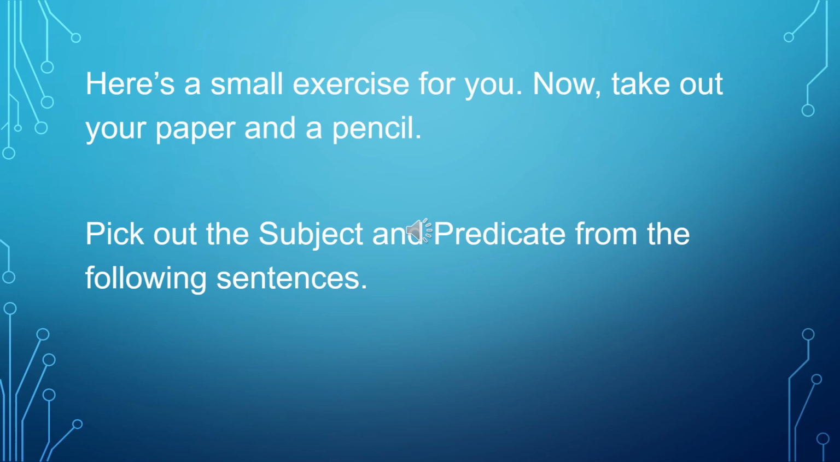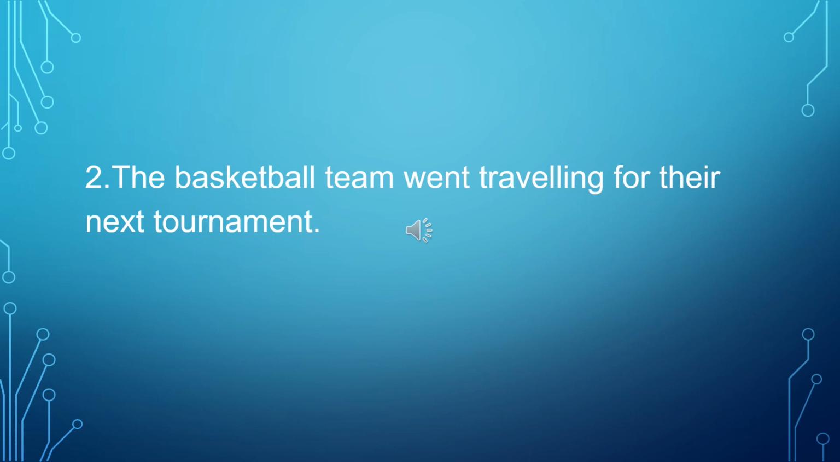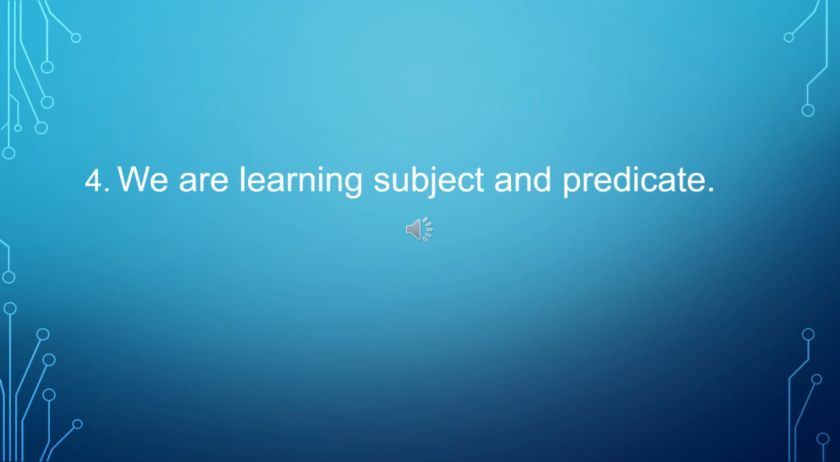Here is a small exercise for you. Now take out your paper and a pencil. Pick out the subject and predicate from the following sentences. First, the blue dolphin swam freely in the ocean. Second, the basketball team went traveling for their next tournament. Number 3. A swarm of bees was buzzing around the hive. Number 4 is we are learning subject and predicate.